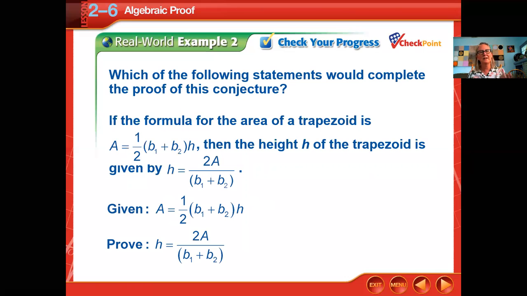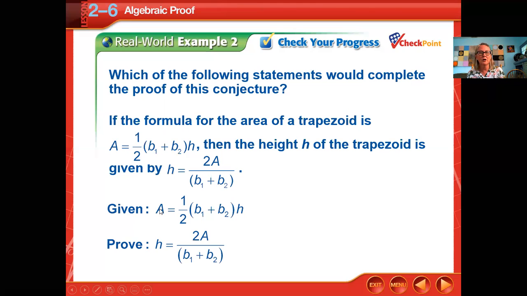But this is another one where they're like, if this is the formula for the area of a trapezoid, A equals 1/2... It is. That's what the area of a trapezoid is. And then the height of the trapezoid could be given by this. So somebody rearranged it. They solved for h. So if you're given this equation and trying to prove that, you would have to do algebra steps in between using those properties to rearrange it. You would have to be moving things away from the h.